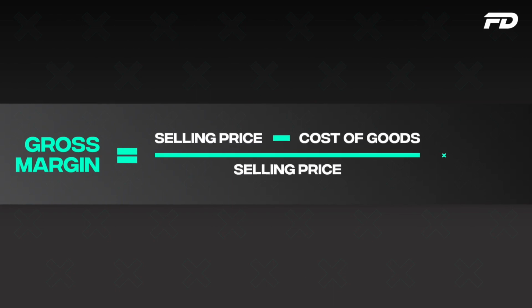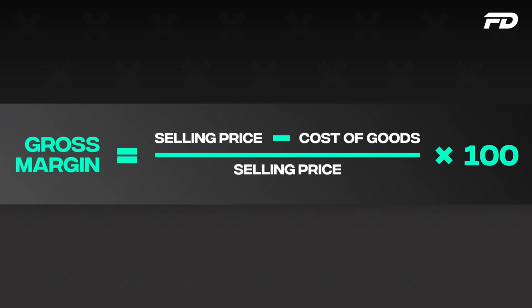Your gross margin is actually determined by taking your selling price and subtracting the cost of goods sold, taking that full amount, dividing it by your selling price again, and then multiplying that by 100 to determine the percentage.